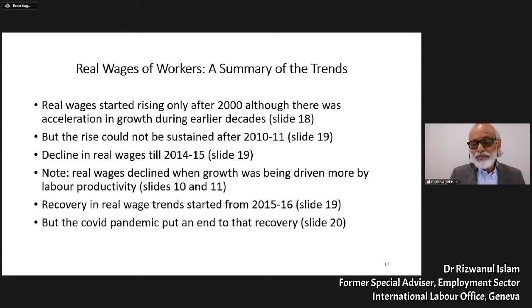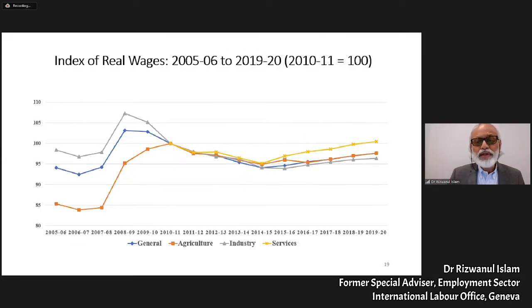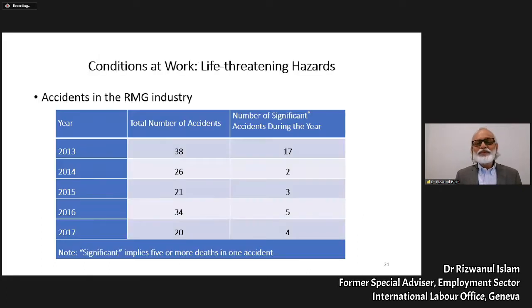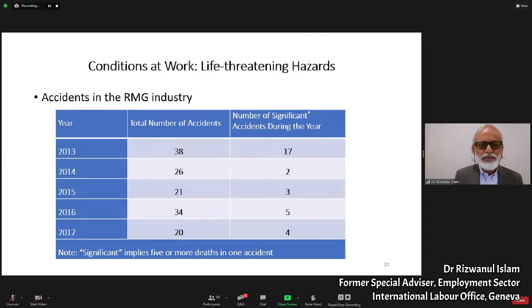And of course, the COVID pandemic stopped that rising trend also. Here I present the monthly wage growth in various sectors as well as overall, and the inflation rate, which is in red. You can see that in certain sectors, the wage growth is lower than the inflation rate, particularly fisheries and construction. These are the sectors where wage growth has remained below that of the inflation rate. So that's about wages. What about other conditions? We all know that industry is a sector which has the dubious distinction of many accidents, and particularly the ready-made garment industry.